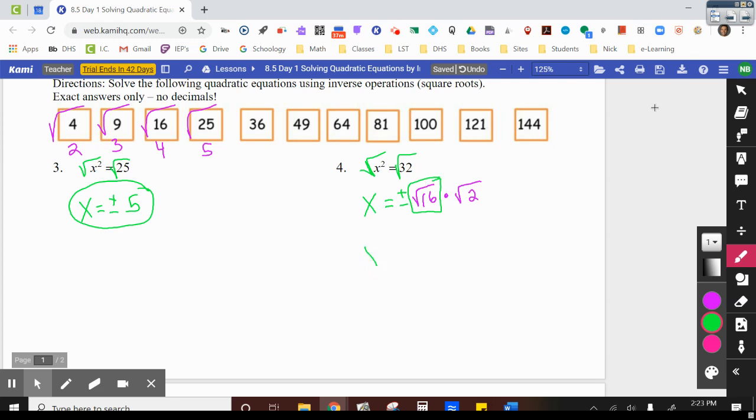So now I'm ready to finish simplifying or solving this problem. So we get x is equal to plus or minus, this rad 16 is a 4, and this rad 2 stays as a rad 2. So my final solution is x is equal to plus or minus 4 rad 2.